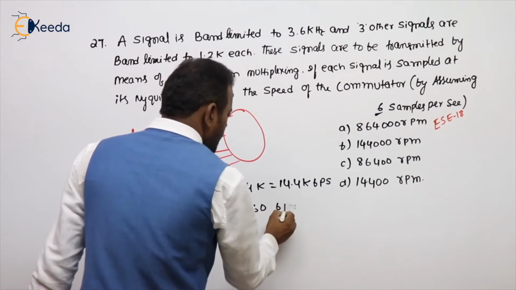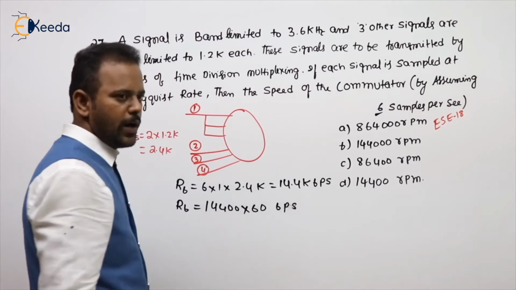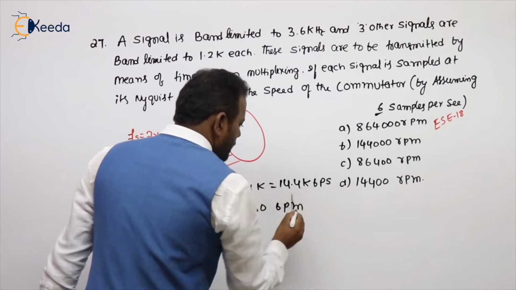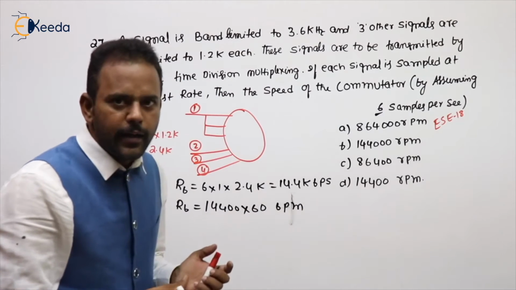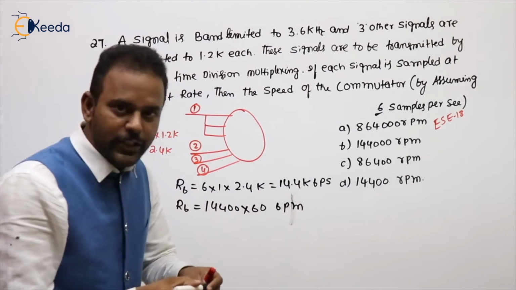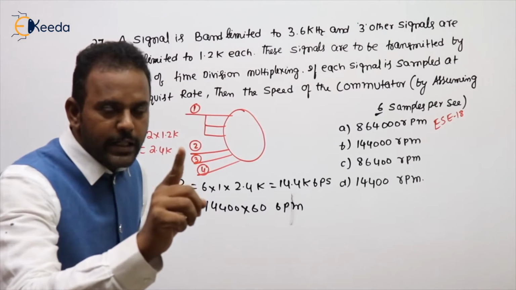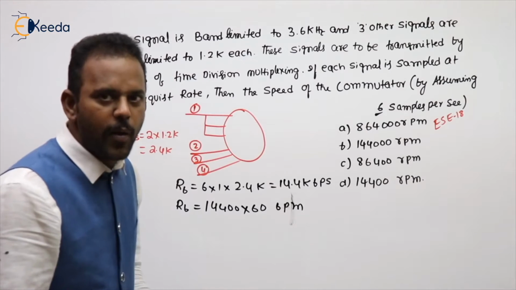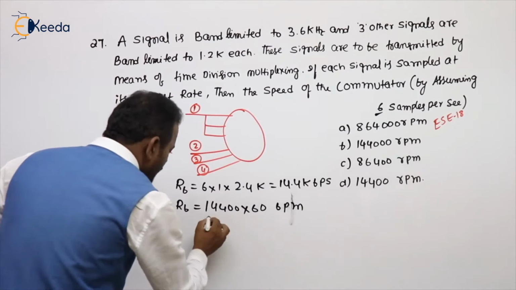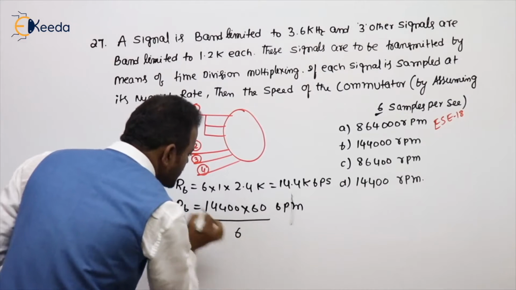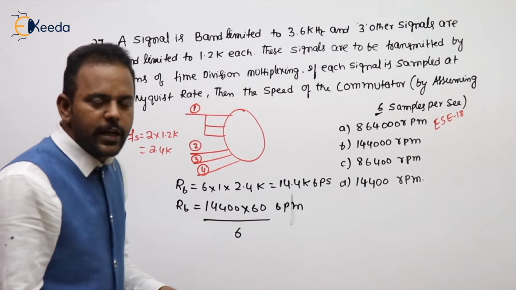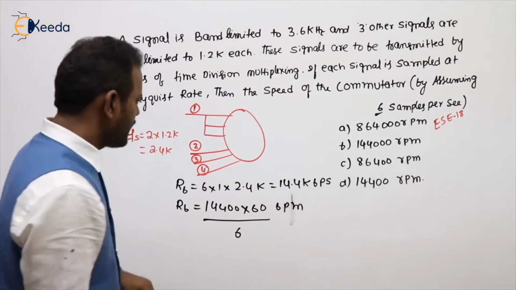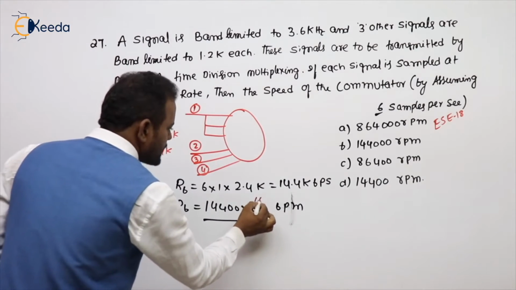These are the bits per second. Now, per minute. But he is not asking the number of bits. He is asking rotations. In each and every rotation, 6 bits are going on. So total how many rotations will come? The number of rotations is nothing but this divided by 6, because in each and every rotation, 6 samples are taken.